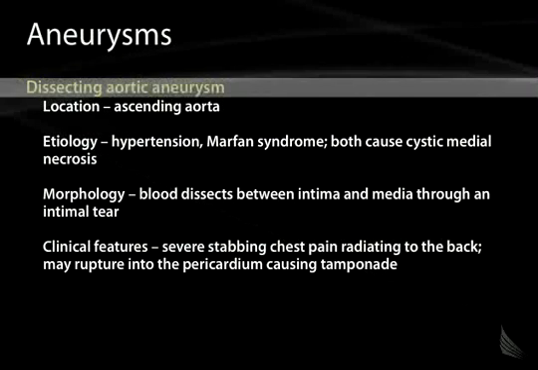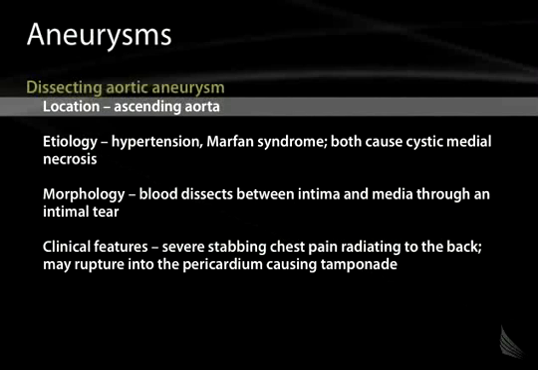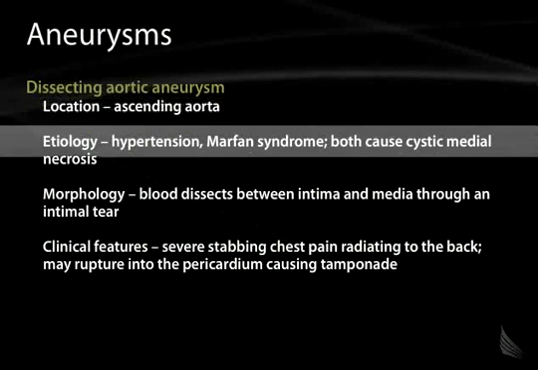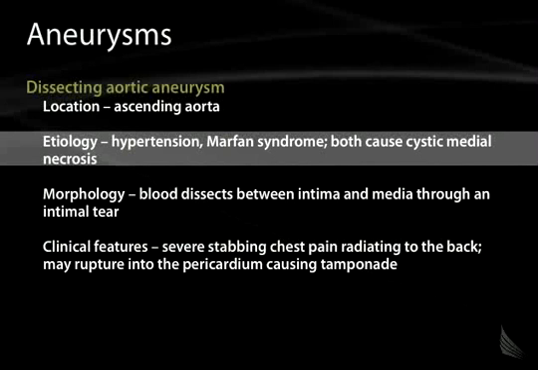Another entity is the dissecting aortic aneurysm. This can occur at all levels. It can be most problematic when it involves the ascending aorta. Etiology includes hypertension and Marfan syndrome. Both cause cystic medial necrosis.